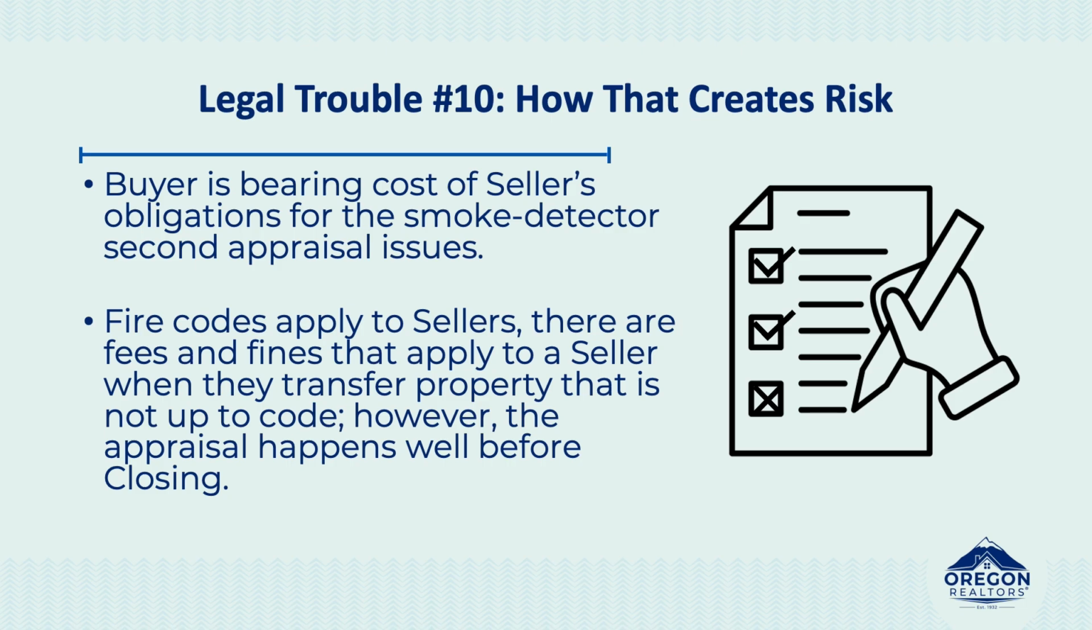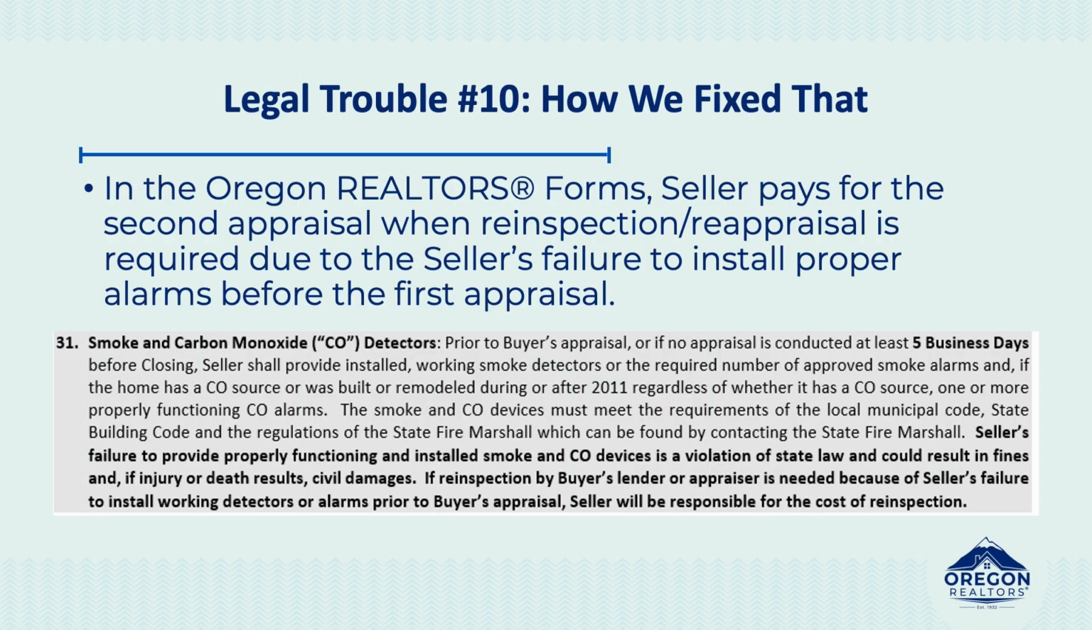Fire codes apply to the seller. They need to make sure their house is up to code before they transfer the property. The buyer is also stuck in the same place. Oregon Realtors forms say, seller, if there is a second appraisal or a second inspection that is required because you didn't put in enough smoke detectors or enough carbon monoxide detectors, you are responsible for the expense of those. You've got to pay for it. The buyer doesn't have to pay for the second one because it should have been fixed upon the first appraisal. It should never have been a problem in the first place.